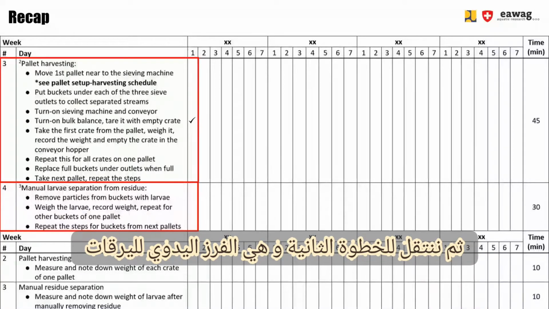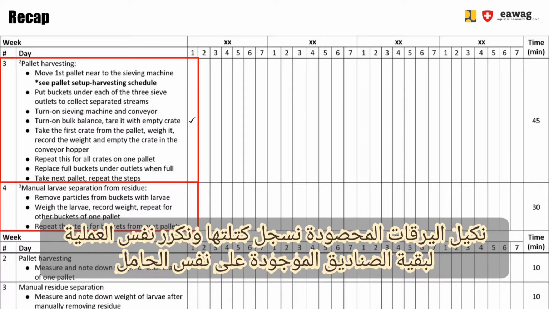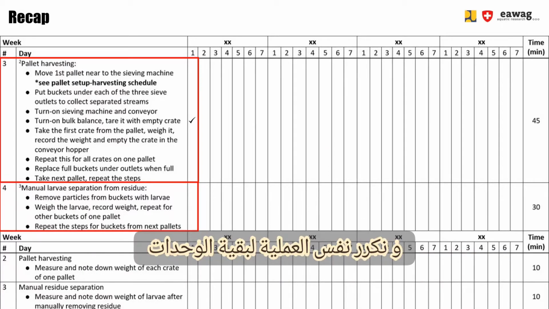Then for the manual sieving step, the second step here, we removed the particles that were pushed up by the larvae from the top of the bin with the larvae in it. We then weighed the larvae, recorded the weight, and repeated this for the other buckets of one pallet with the larvae, and repeated those steps for the other buckets of other pallets that we harvested.